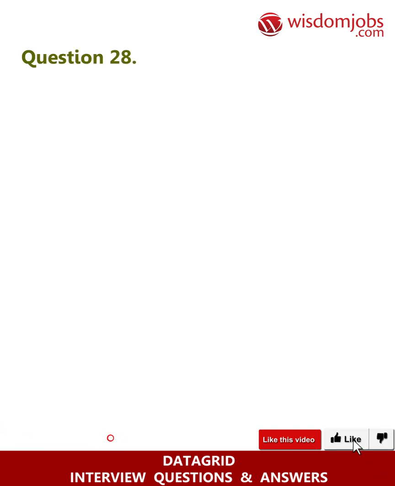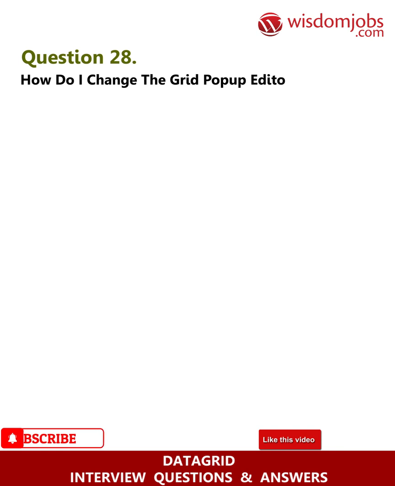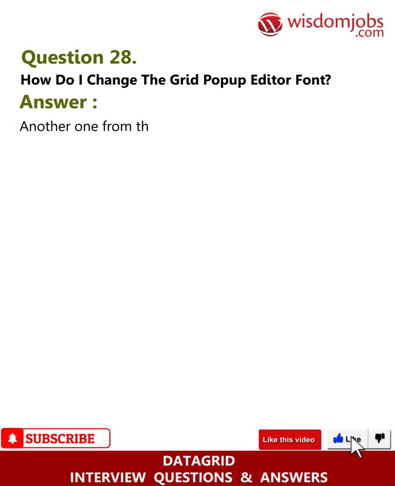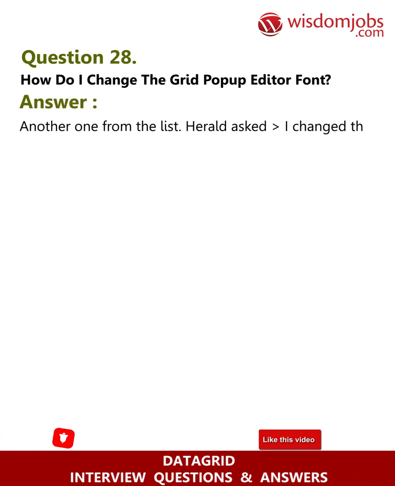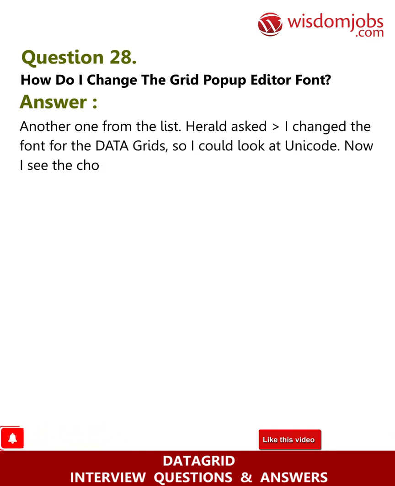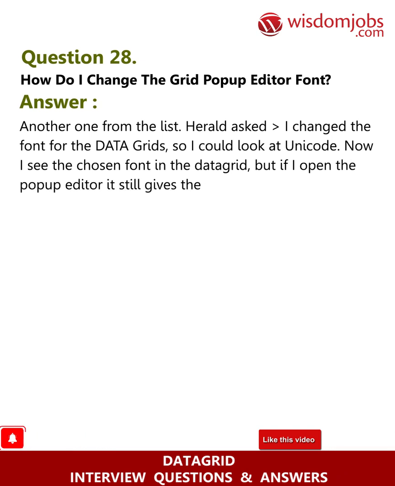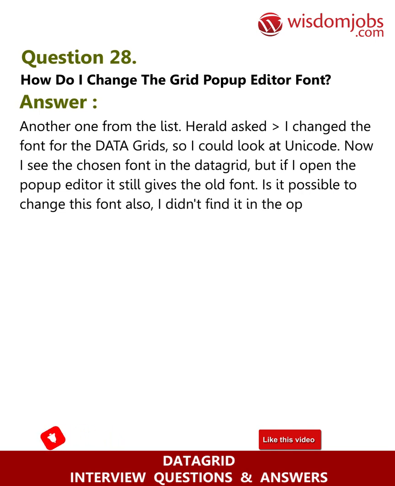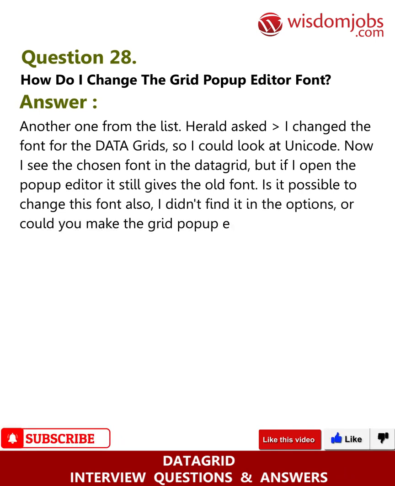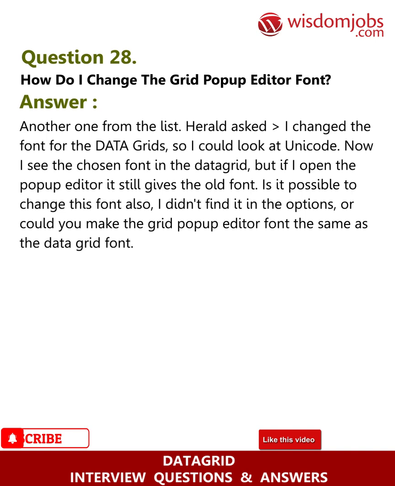Question 28. How do I change the grid pop-up editor font? Answer. Another one from the list. Harold asked: I changed the font for the data grids so I could look at Unicode. Now I see the chosen font in the data grid, but if I open the pop-up editor it still gives the old font. Is it possible to change this font also? I didn't find it in the options. Or could you make the grid pop-up editor font the same as the data grid font?